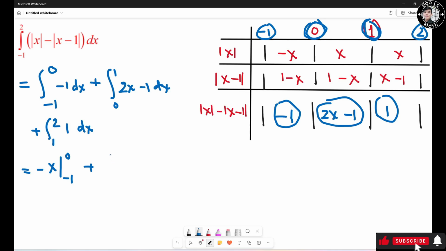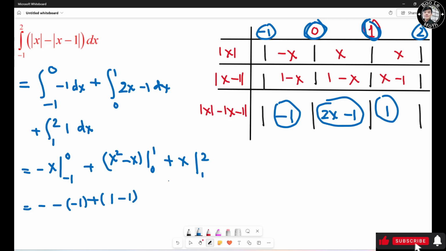plus s squared minus s evaluated from 0 to 1. And the last one plus s evaluated from 1 to 2, right? So this guy becomes 0. Substitute over here is going to be 0, right? Now the second one should be subtract negative of negative 1, right? This guy right here turns out to be 1 minus 1, right? This guy turns out to be 2 minus 1, right? Now simplify this one, it's going to be negative 1 plus 0 plus 1. So the answer must be 0.